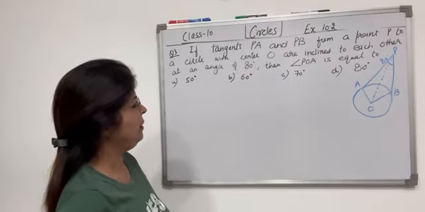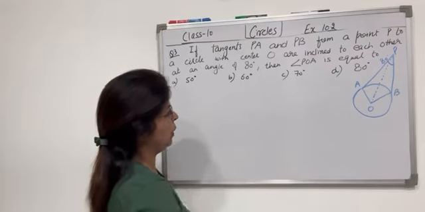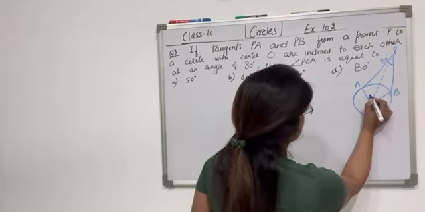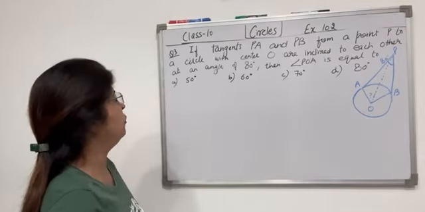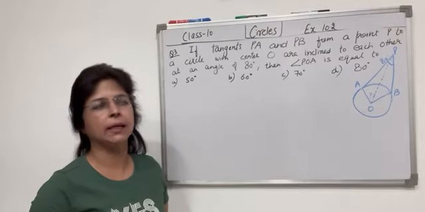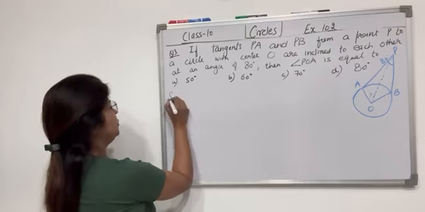We have to find angle POA. POA is this angle. This angle we have to find out, and four options are given. We have to choose the correct option. So let's start the solution.